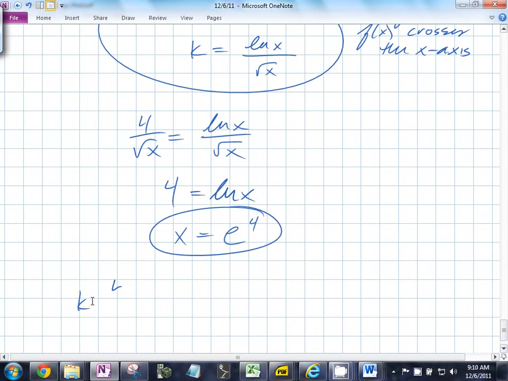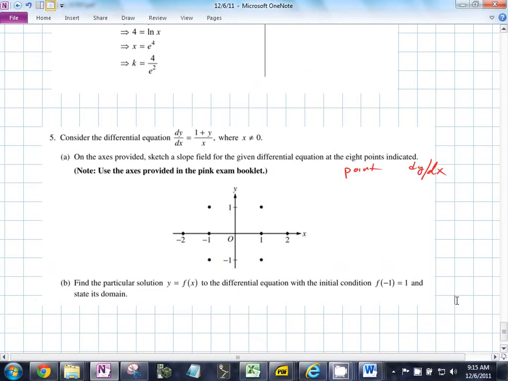Record. At the point 1, 1, what's the dy dx? 1 plus 1 over 1 is 2. What about at the point 1, 0? Remember, x is 1, y is 0. That's 1 plus 0 over 1, which is 1. What about at 1, negative 1? That's going to be 1 minus 1 over 1, which is 0. Okay, so we just did 3 of them. You're not done yet, though.